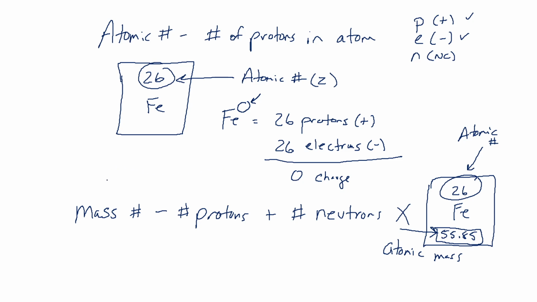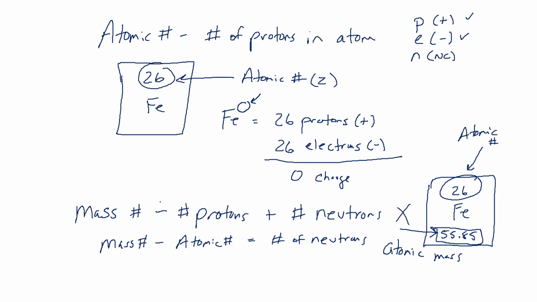So the mass number is the number of protons and neutrons in an atom. And that's really good because if you take the mass number and subtract the atomic number, that will give you the number of neutrons. So if you take the mass number minus the atomic number, you can actually get the number of neutrons.